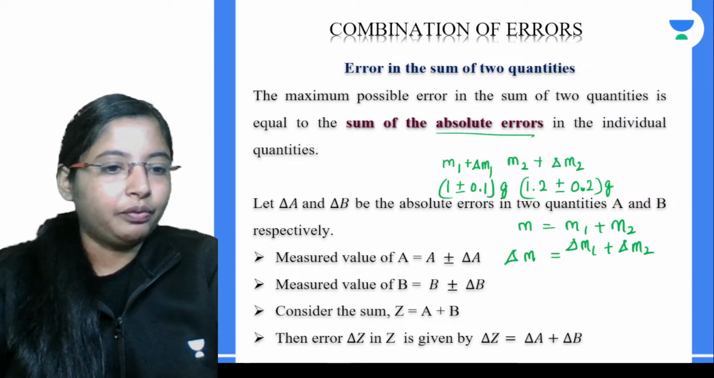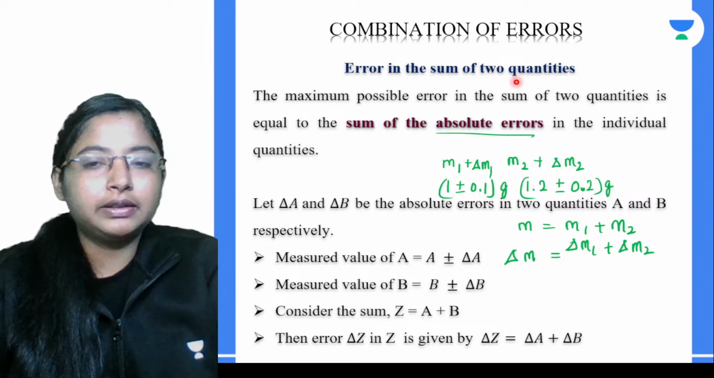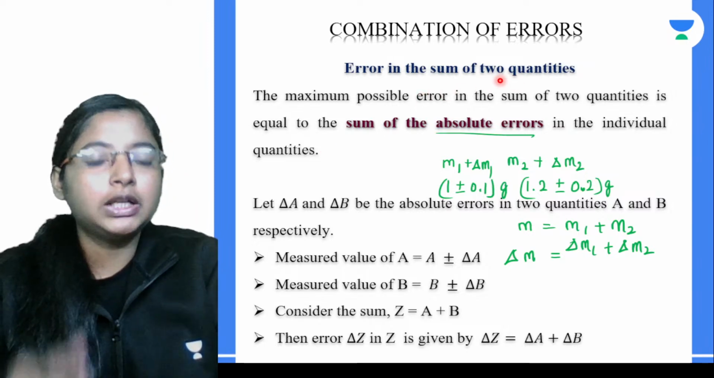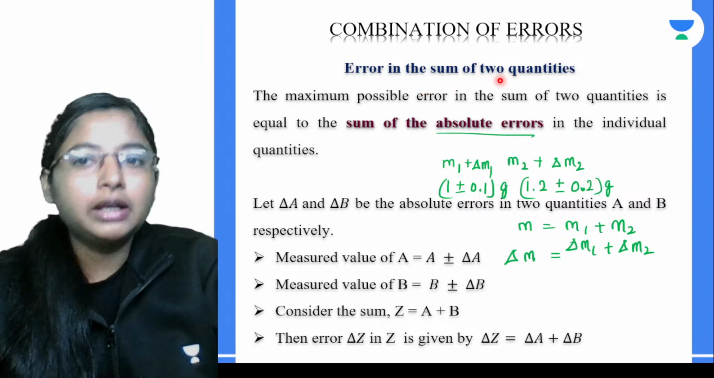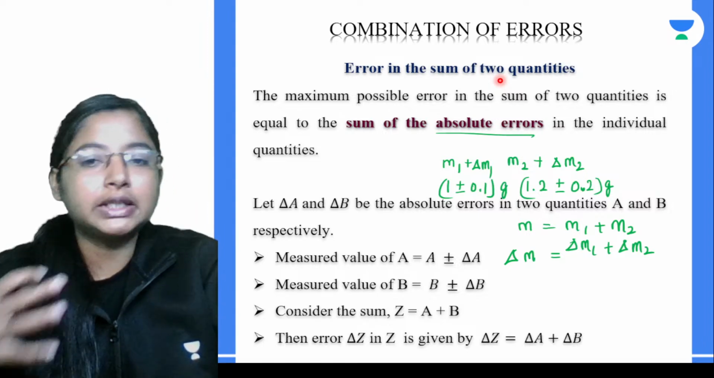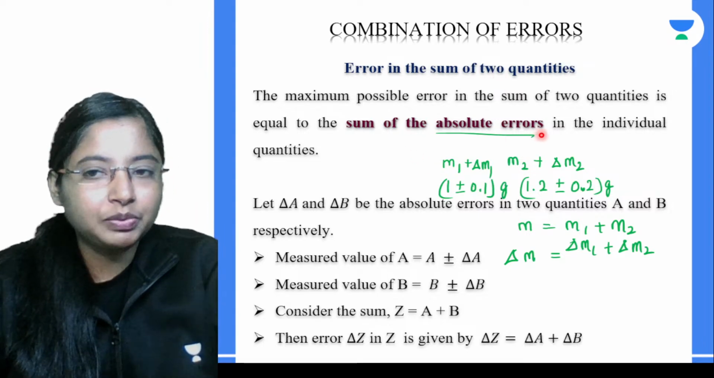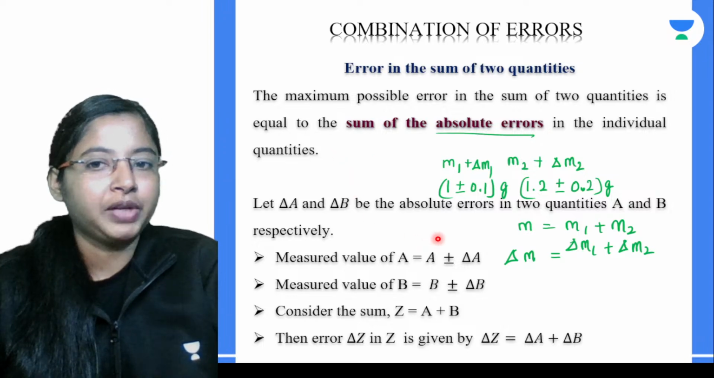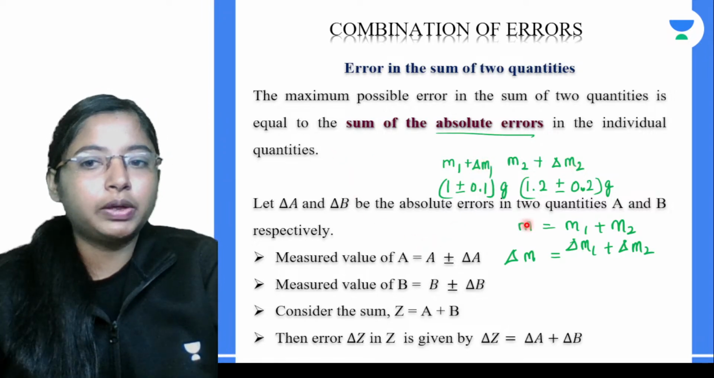The delta M term that we have gotten here is nothing but the absolute error. So when you are adding two quantities, the maximum possible error that the sum of two quantities could have will be equal to the sum of absolute errors in the individual quantities. You find the absolute error in individual quantities, and add them together.